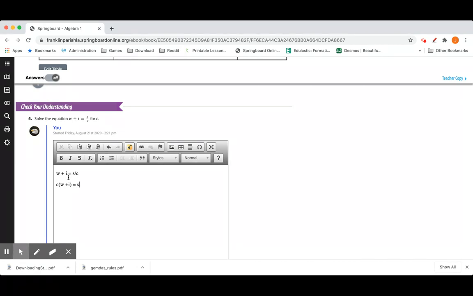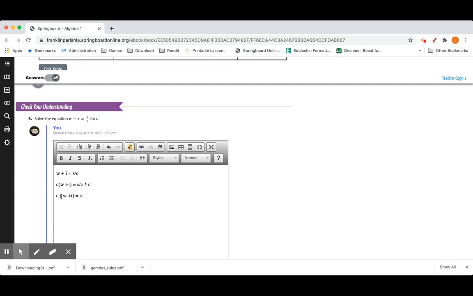Because when we multiply, division of C, C times C, it'll equal 1, and the S will be left by itself. I know we want C, but we're working to get there. So C times W plus I will equal S, because this dividing by C and multiplying by C cancels each other out, because it just ends up being 1, and that'll just leave 1S.